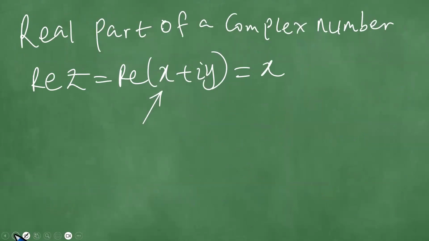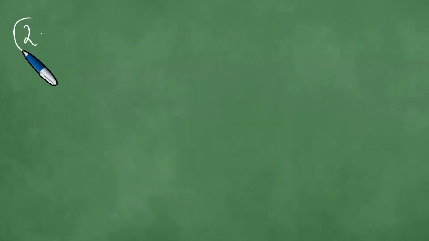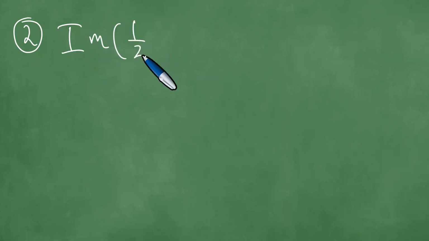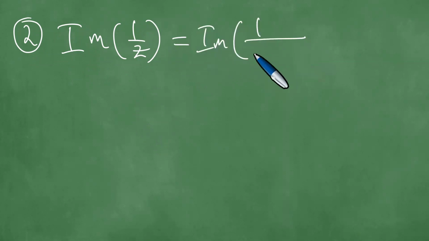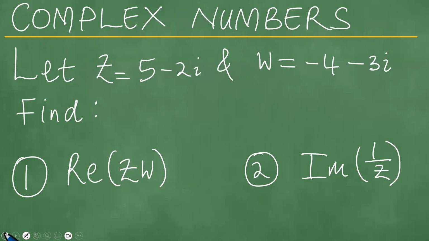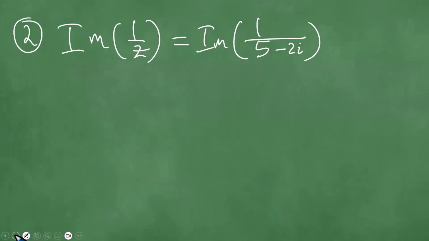Number 2: we're asked to find the imaginary part of the multiplicative inverse of Z. In other words, the imaginary part of 1 over Z, and therefore the imaginary part of 1 over 5 minus 2i. That's what we wrote here. Let us find the imaginary part of this.